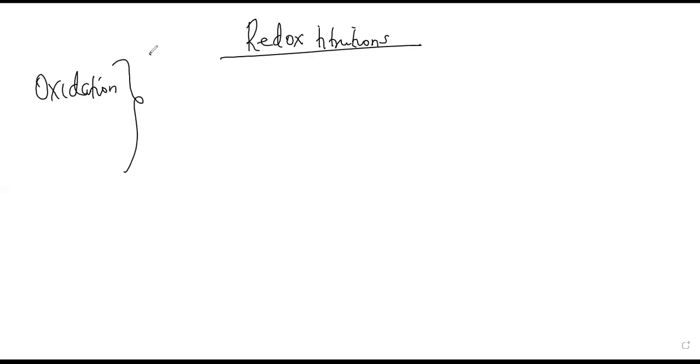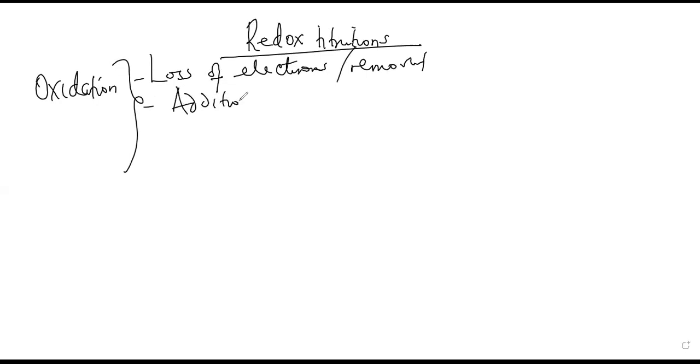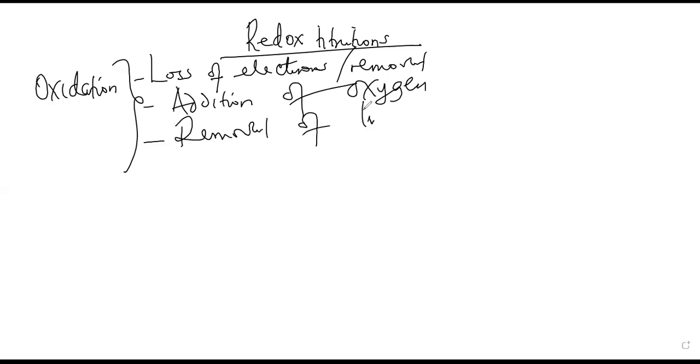Oxidation: loss of electrons, or you can say removal of electrons; addition of oxygen, that is in terms of oxygen; and in terms of hydrogen, it is the removal of hydrogen.